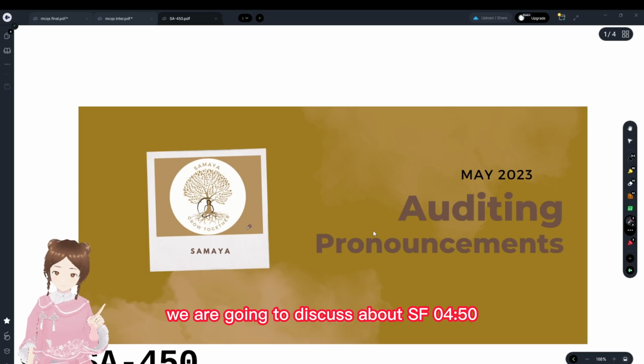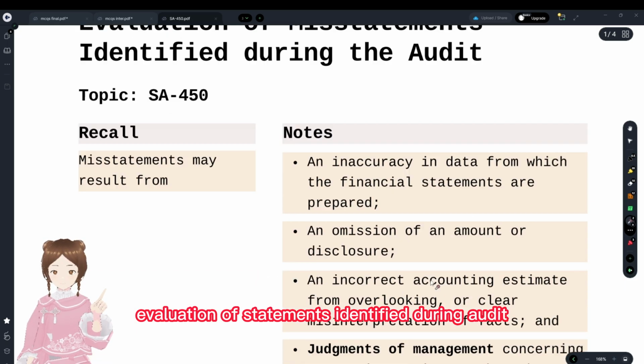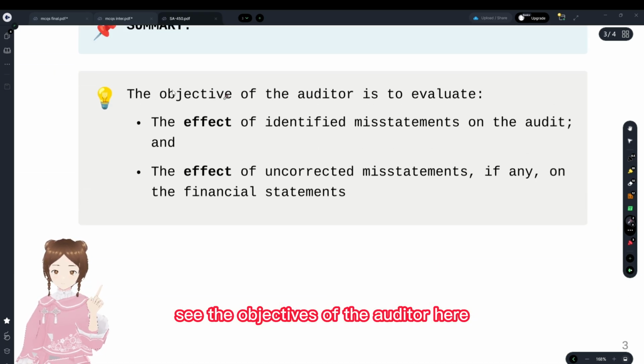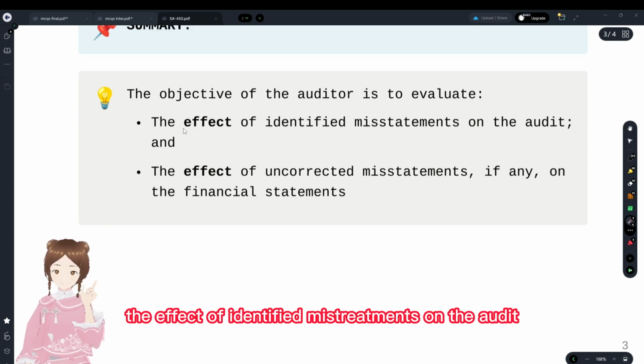We are going to discuss SA 450, evaluation of misstatements identified during audit. As always, we'll see the objectives of the auditor here. First, the objective is the effect of identified misstatements on the audit.